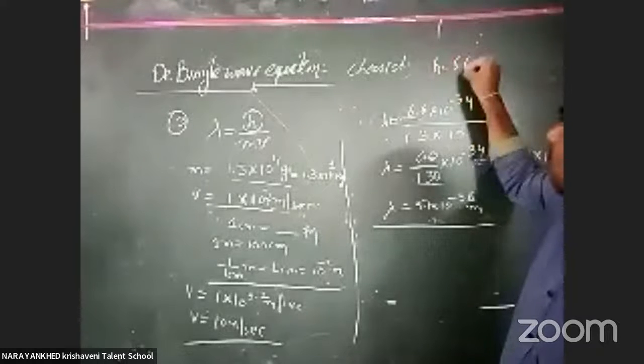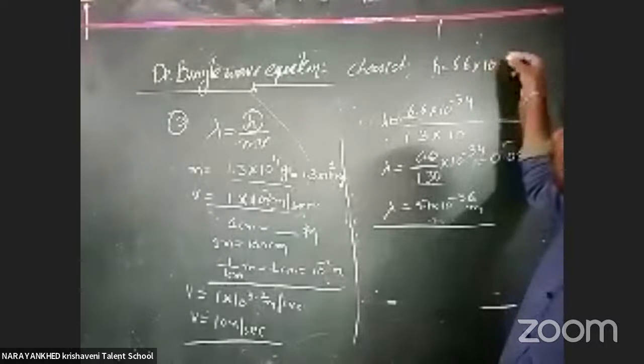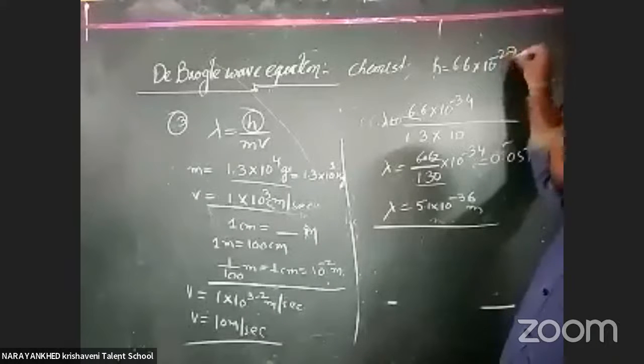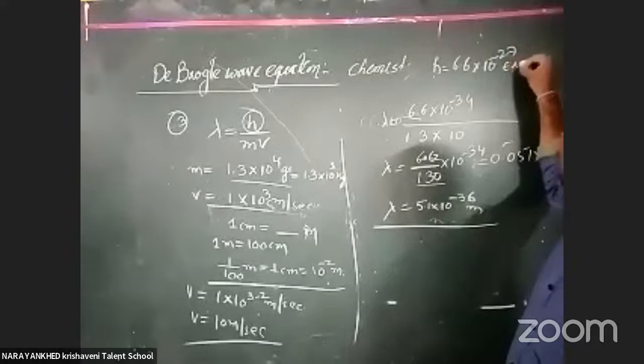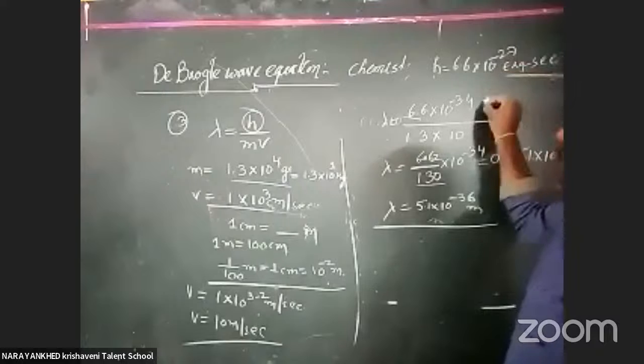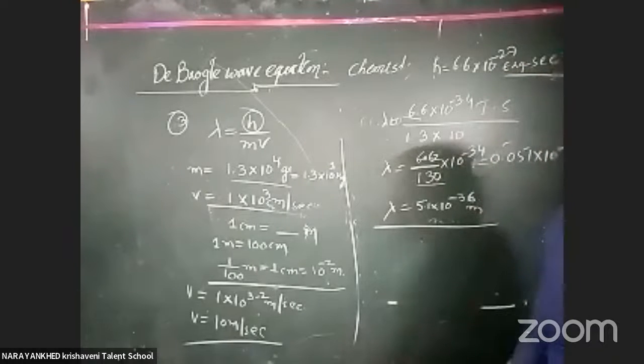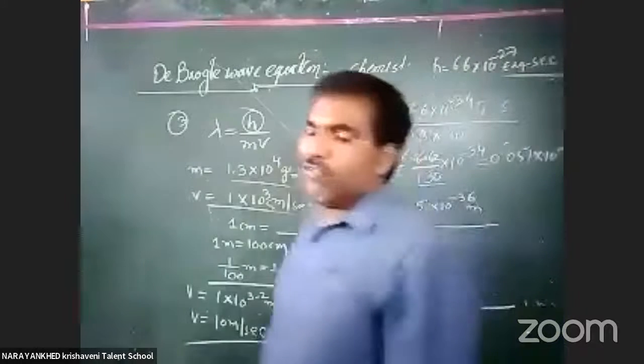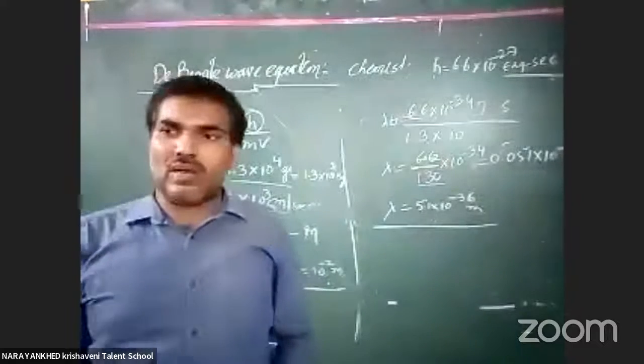Yes, how much is it? 6.6 into 10 to the power of minus 27. It is actually joule second. Okay, now some changes are there, please take note. Understood or not, all the students?